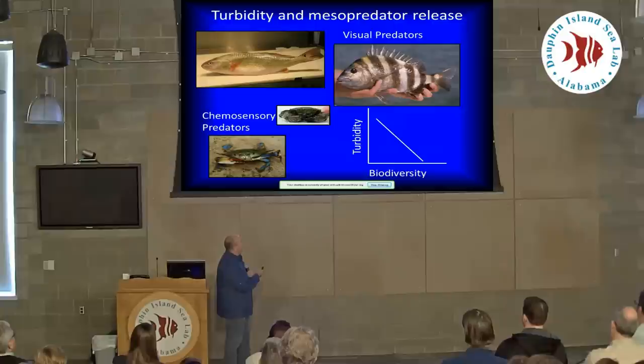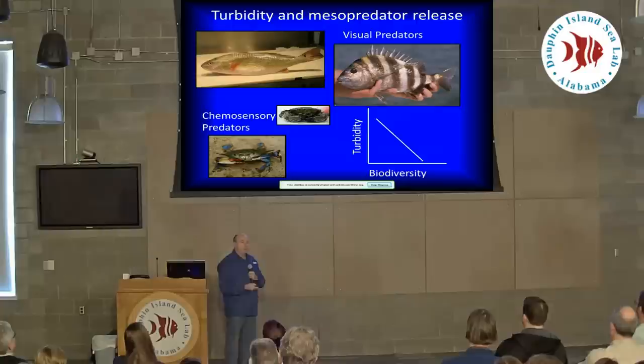I'm not going to show it today. We've done some mesocosm work with this where we've made mesocosms turbid or not and looked at foraging relationships. And exactly as you would predict, fish foraging tends to decline in high turbidity, and crab foraging. Basically, blue crabs eat everything if you put them in a tank, right, with shrimp or mud crabs or anything else.